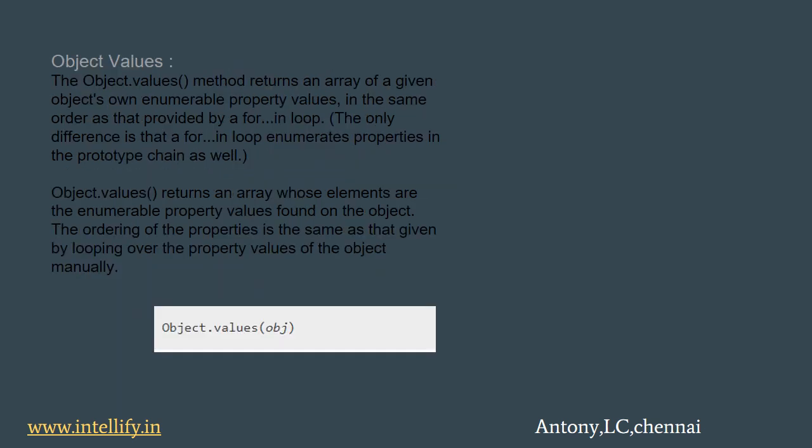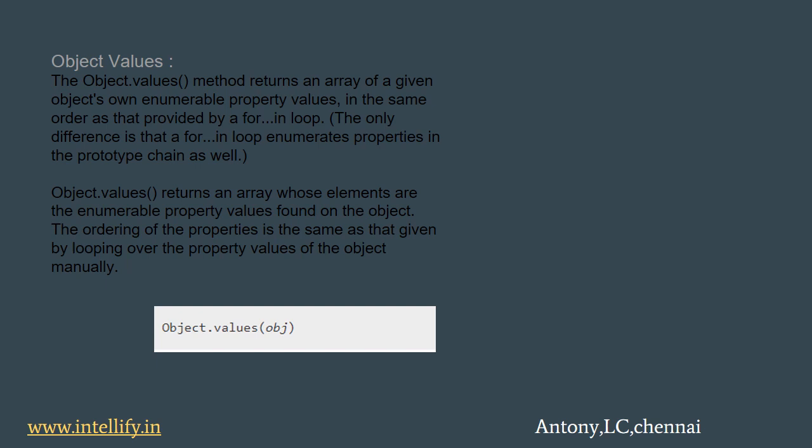Object.values returns an array which contains the given object's own enumerable property values, in the same order as provided by a for...in loop. And the syntax of Object.values is given here: Object.values, with the parameter object. It is an object whose enumerable own properties are to be returned. This method returns an array of the given object's own enumerable property values, in the same order as that provided by a for...in loop, as I already told.